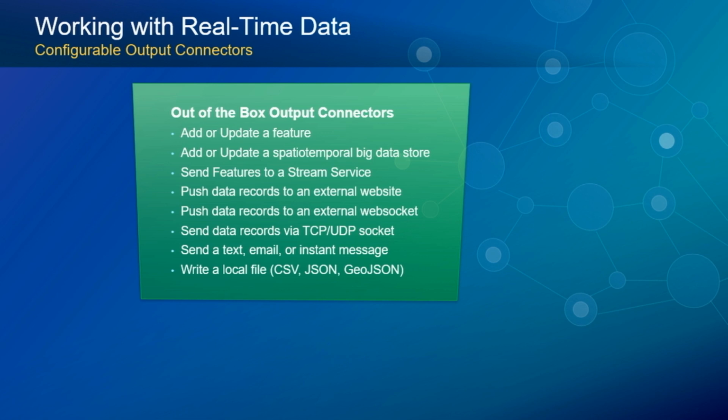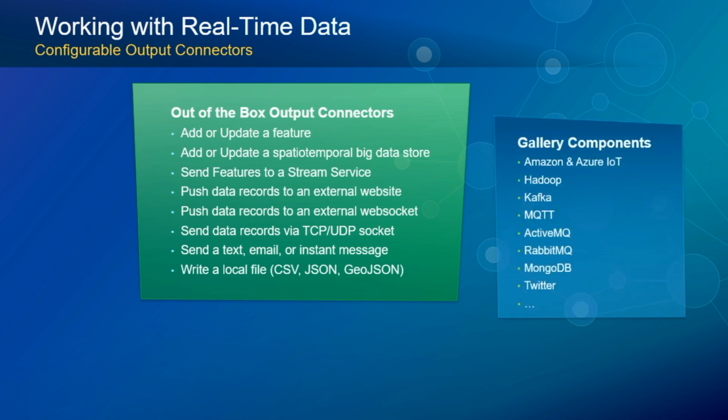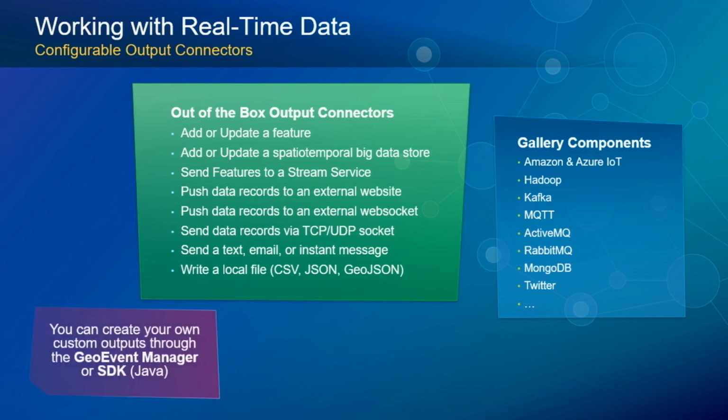And then likewise, we could use it as a system of record. There are various output connectors that allow us to write to various files, such as a JSON file, CSV, things of that sort. And again, these are just a couple, but there are many more included out of the box. Similar to our story with the input connectors, we do work with our partners to develop custom output connectors, allowing you to write your data to these various sources, whether it's ActiveMQ, RabbitMQ, Twitter, whatever it might be. And similar to input connectors, you could also create your own output connectors using configurable components within GeoEvent Manager, or develop your own entirely using the GeoEvent SDK.